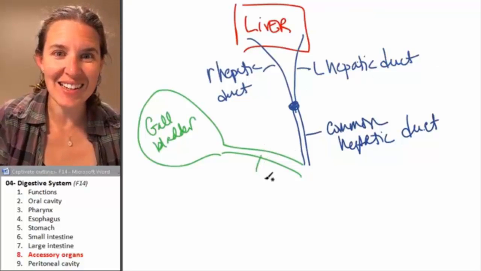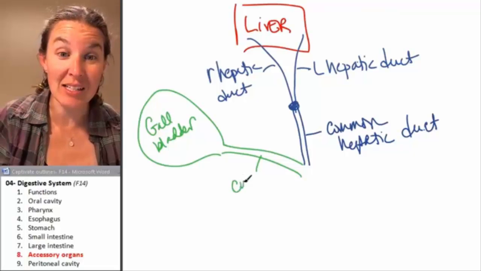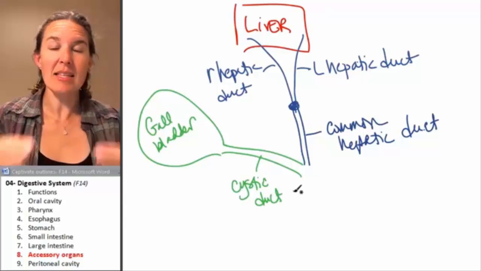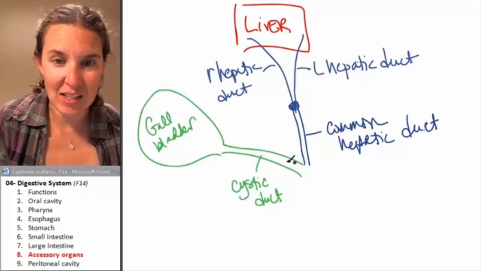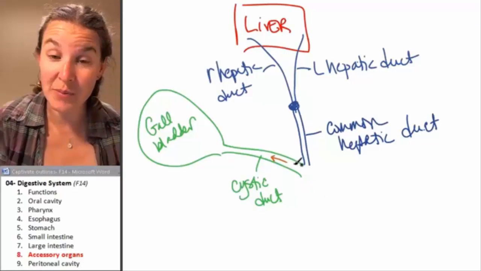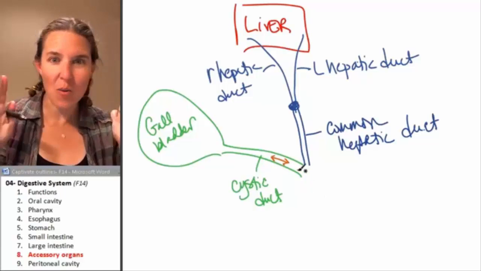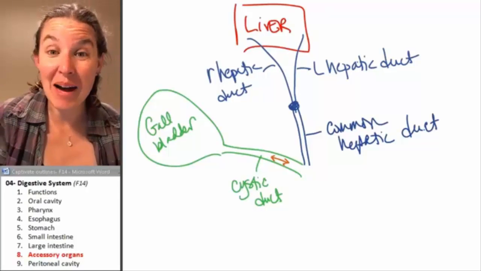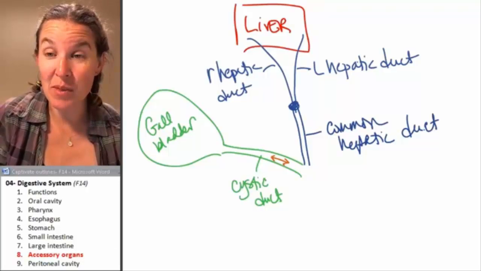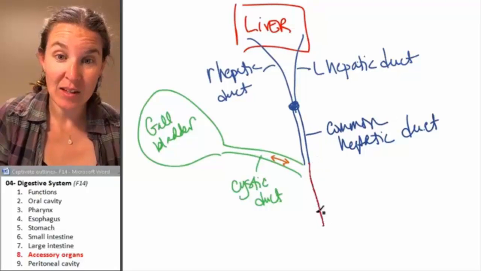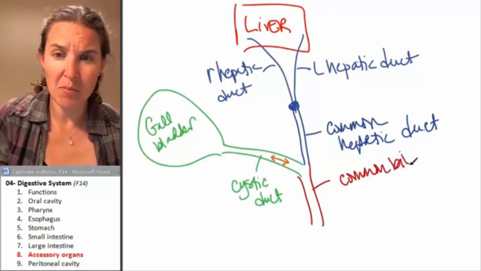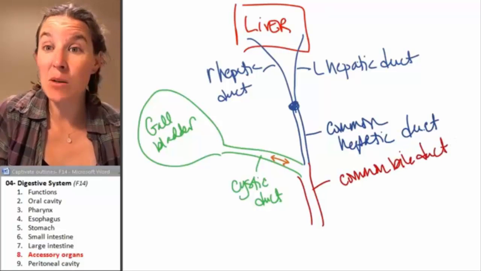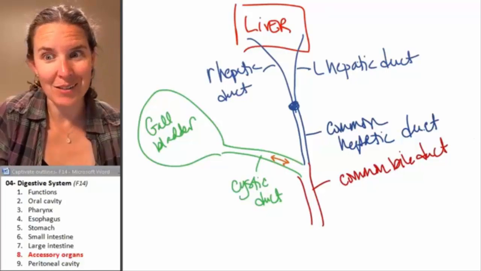And this duct right here coming out of the gallbladder is called the cystic duct. Interestingly, substances within the cystic duct can travel toward the gallbladder or away from the gallbladder. It can go both ways. And they combine together to form the common bile duct. That's a lovely color. Common bile duct.